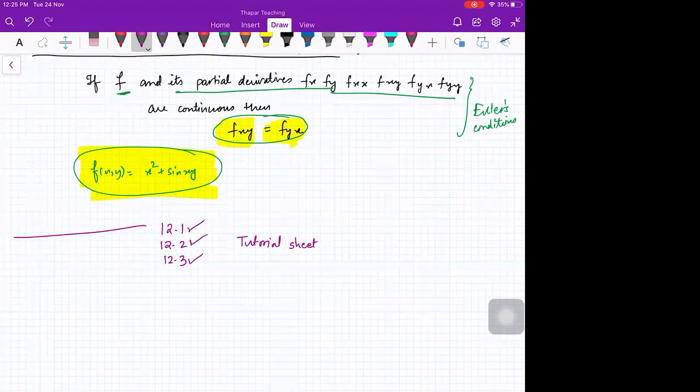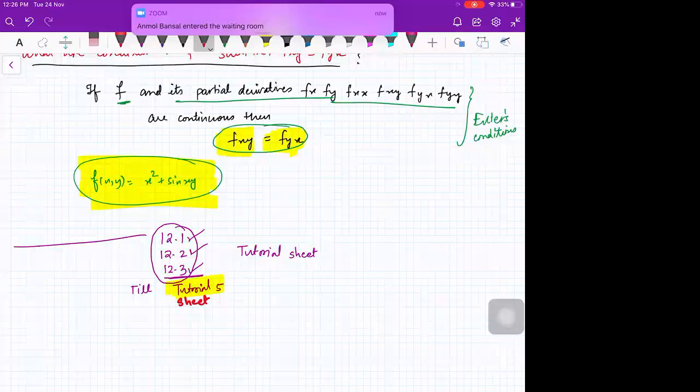Tutorial number 5. Doing this tutorial sheet, everybody. Up to tutorial 4, it was our last chapter, 8th chapter.